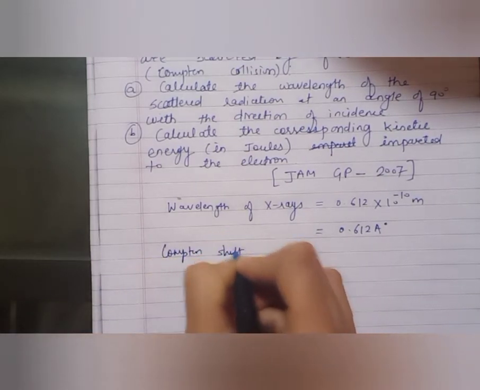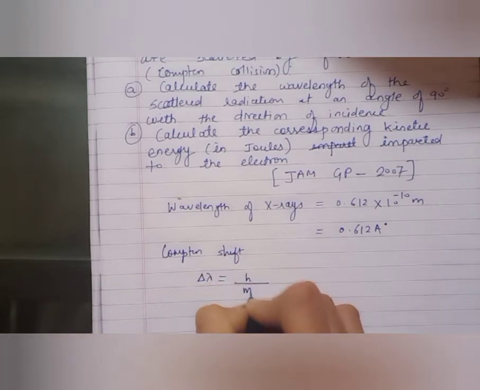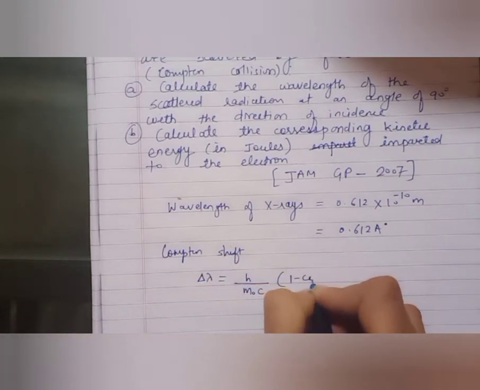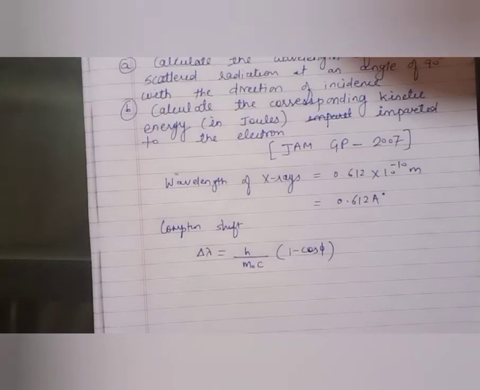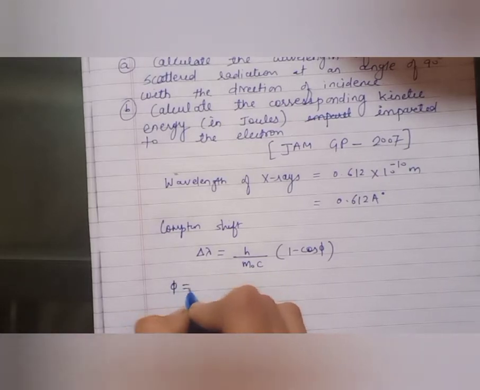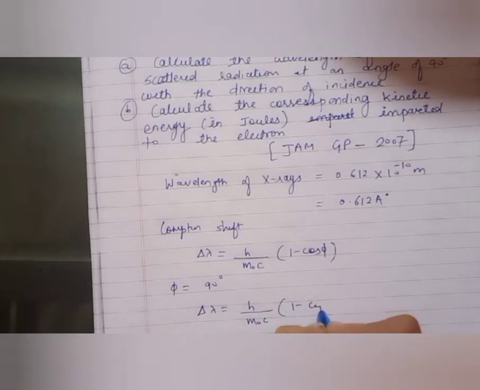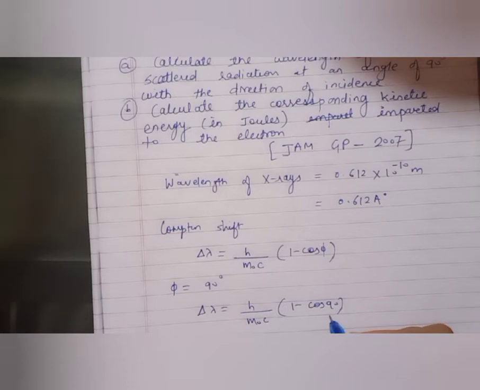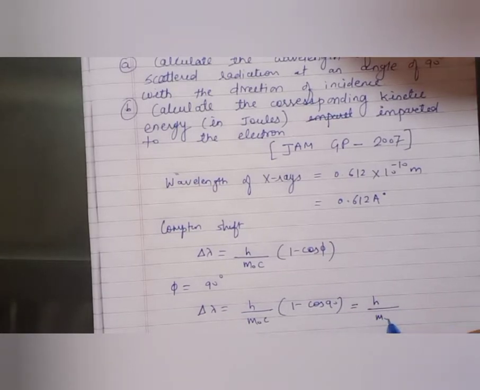Compton shift is given by delta lambda equals h upon m0c times (1 minus cos phi). Now here in the numerical, what is the value of phi? Phi is given to be 90 degrees. So delta lambda equals h upon m0c times (1 minus cos 90). Cos 90 is 0, so here we will get h upon m0c.